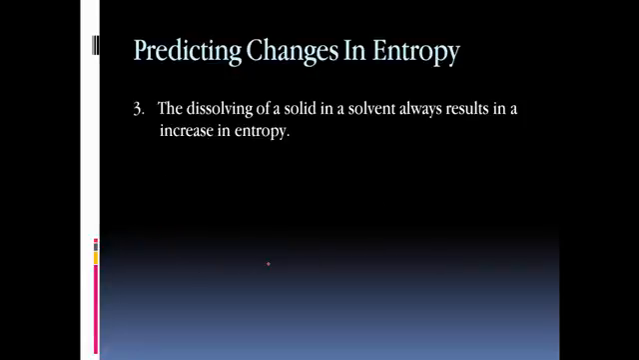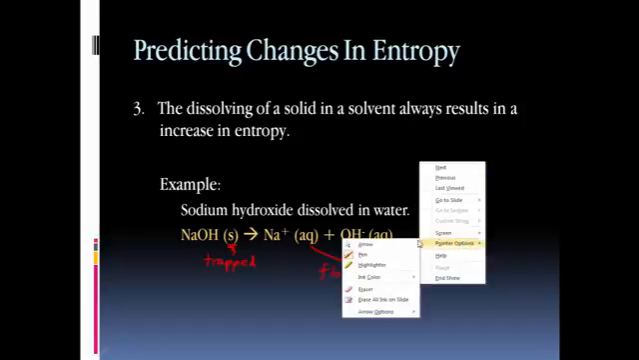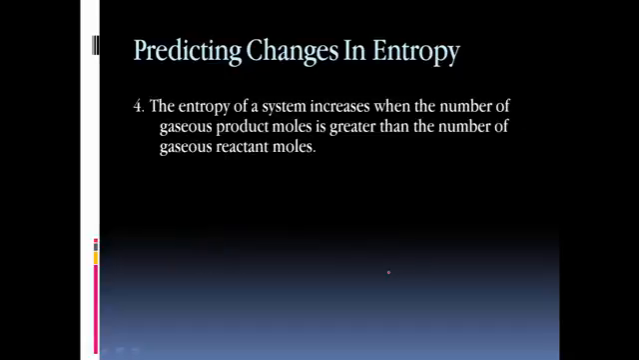Another prediction that we can make, the dissolving of a solid into a solvent is always an increase. So again, sodium hydroxide dissolved in water. So again, think of it kind of like the state. We're going from a solid where they're trapped or locked into place to the aqueous state where they are floating, moving. That's more entropy, okay? So delta S, would it be positive or negative? It would be positive, okay? Randomness disorder is increasing.